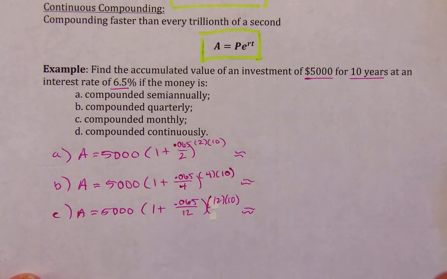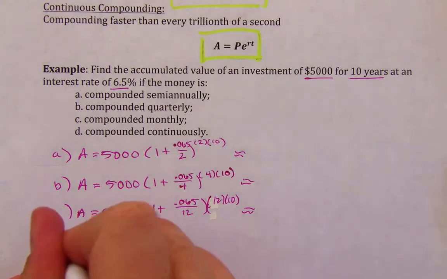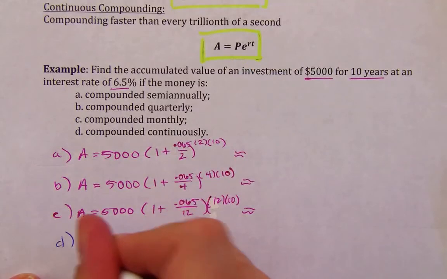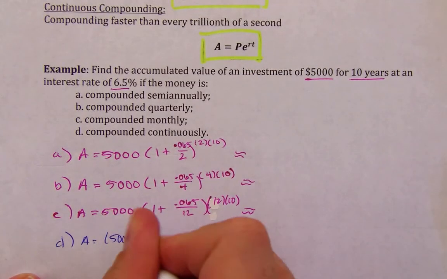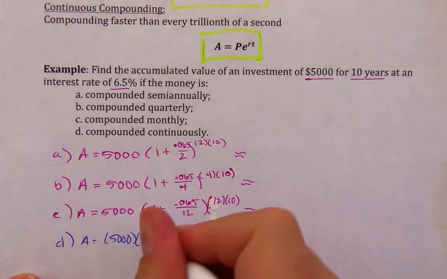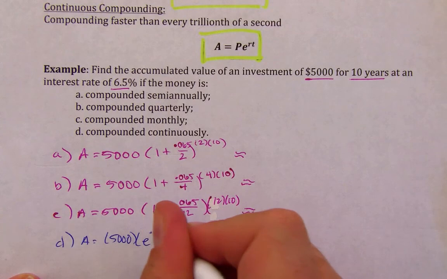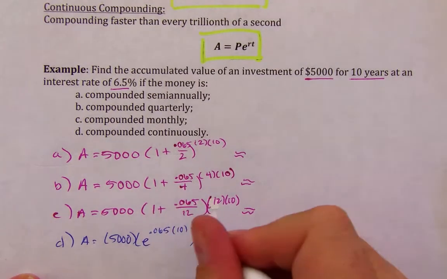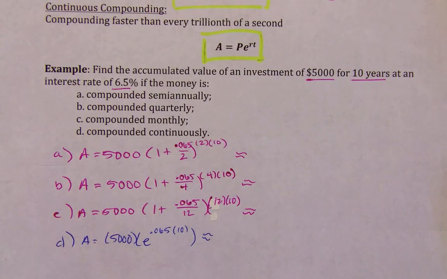And I'm going to do this last one in a different color because we're using a different formula. We're using this formula right here. So A equals 5,000 e to the 0.065 times 10. And then we can plug that in our calculator.